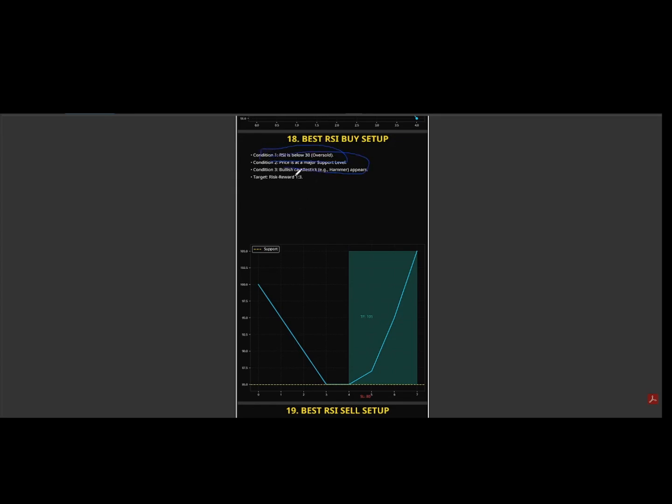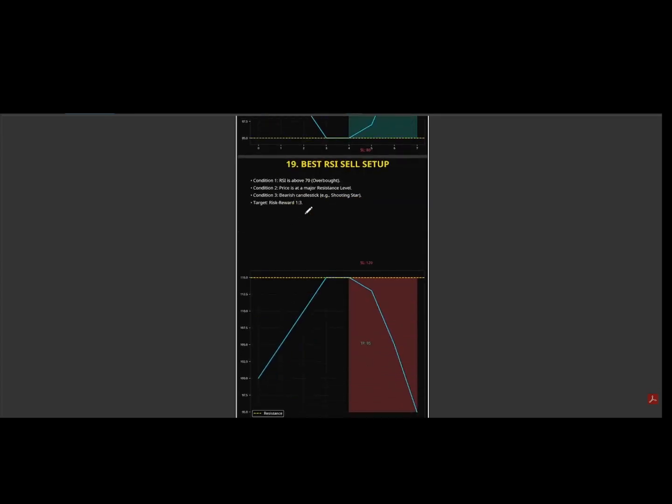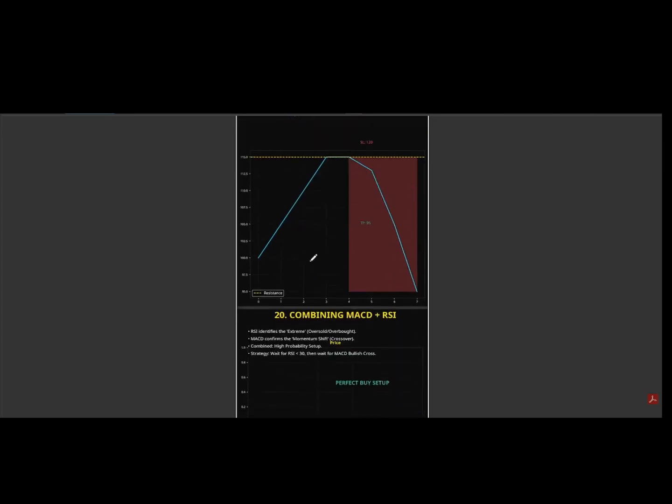Now, the best RSI buy setups are generally formed when RSI goes below 30 and price is at a major support zone. You can even use some bullish candlestick patterns. I already uploaded a video on confirmation candlesticks, you can check that video out. The best sell setups in RSI are formed when RSI goes above 70, or overbought, and you can pair it with some resistance or confirmation candles, and your risk management of 1:2 or 1:3.